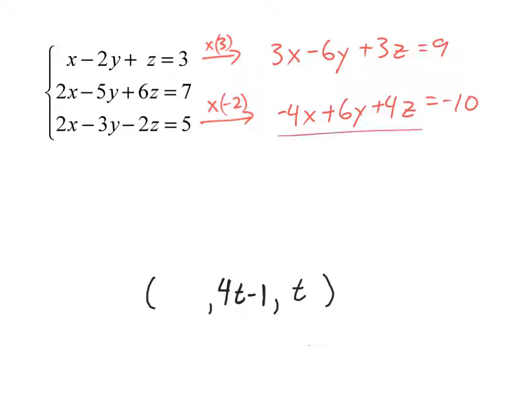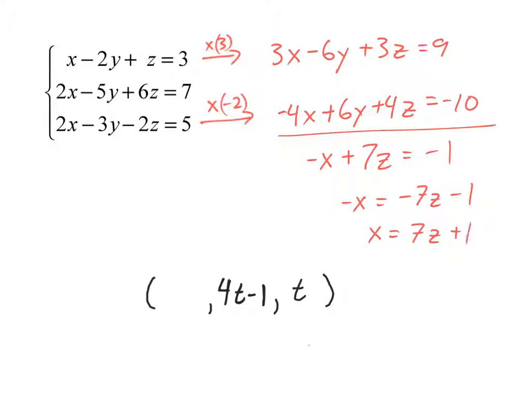Now I'm going to add them. So this will give me -x plus 7z equals -1. Now I want x in terms of z, so I need to solve for x. So I get -x equals -7z minus 1. Divide everybody by a negative, and x equals 7z plus 1.